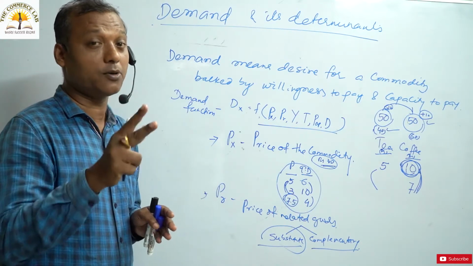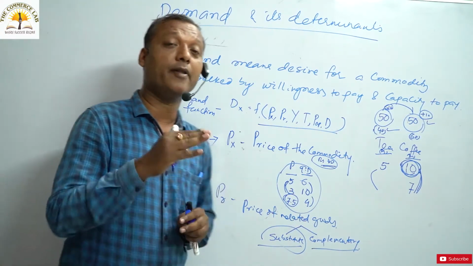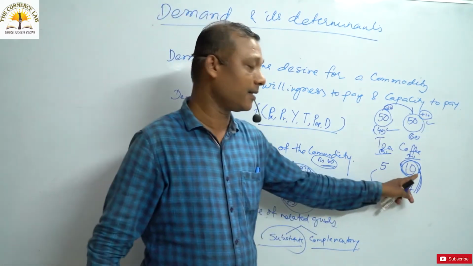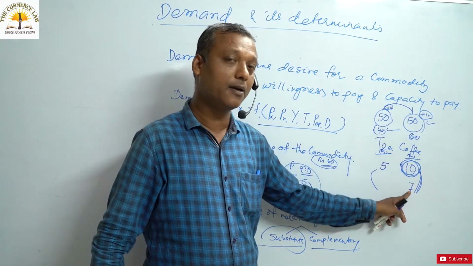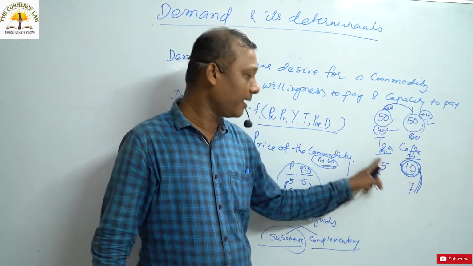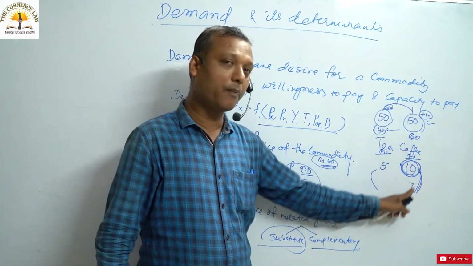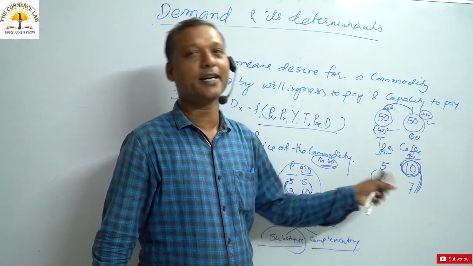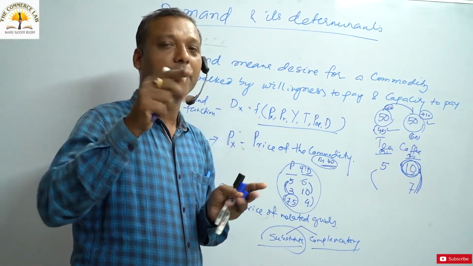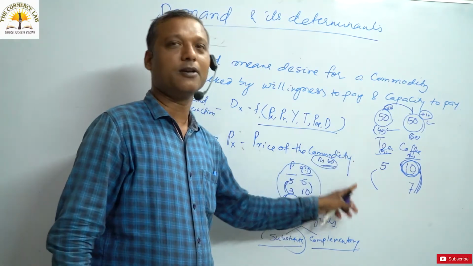In case of related goods, we are always comparing the price of one commodity with the quantity of another commodity. Take for example, we have seen that there is a fall in the price of coffee. So you should study the effect of the fall in the price of coffee on the demand for tea. And now the conclusion is that when the price of coffee falls, demand for tea falls. So what is the relation over here? The relation is positive. When the price of one good falls, the demand for the other good falls.